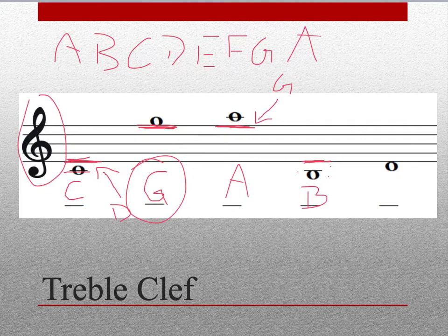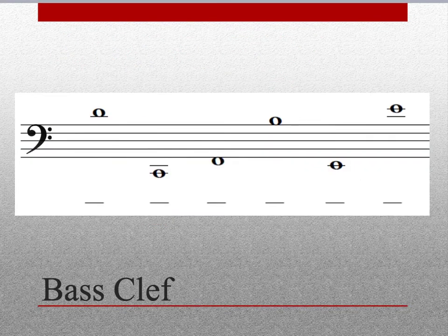Take a look at the next one. I know that bottom line in treble clef is called E. Every good boy does fine. This is below that, so the space below an E would tell me D, because D comes before E in the alphabet. Moving on to bass clef, we're going to do this in the same way.